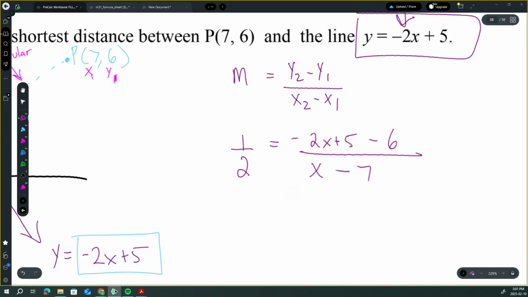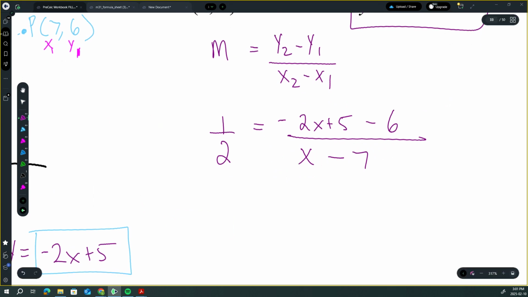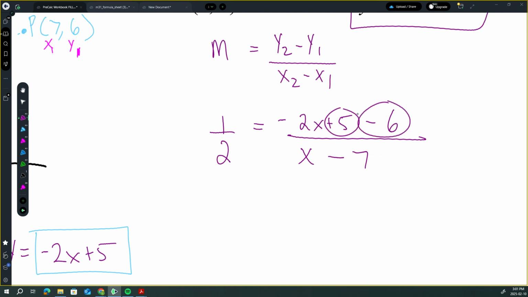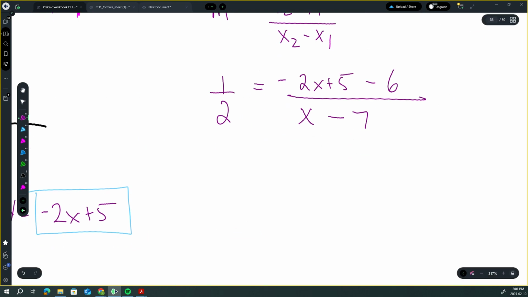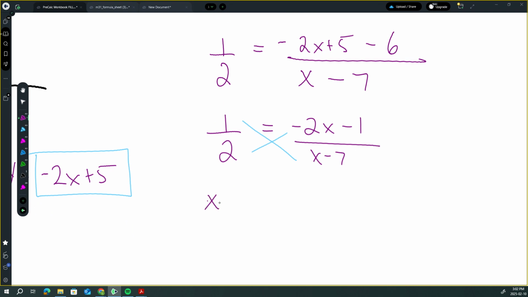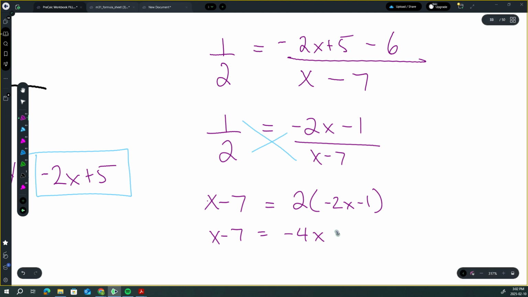Okay, so at this point, I've got two fractions on either side. I'm going to simplify this one as much as possible by combining these two terms first. So negative 2x minus 1 over x minus 7. Because I have two fractions on either side of an equal sign, I can cross multiply. So 1 times x minus 7 is still going to be x minus 7, and then 2 times negative 2x minus 1. I'll just take this stepwise. So that's going to be negative 4x minus 2.